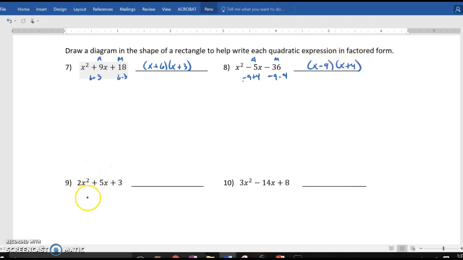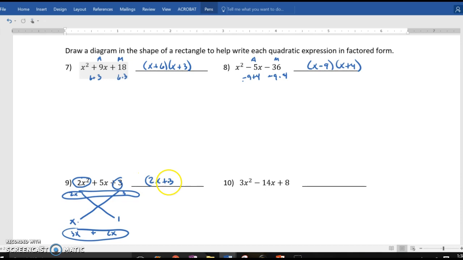Okay, down below here, we're going to create the x. This side we have to multiply to get 2x squared. This side has to multiply to get 3. So multiplies to get 2x squared. 2x and x. What multiplies to give you 3? 3 and 1. I check my cross products. 3 times x gives me 3x. 2x times 1 gives me 2x. Do these add up to that middle term, 5x? Yes. Therefore, this factors out to be 2x plus 3 times x plus 1.